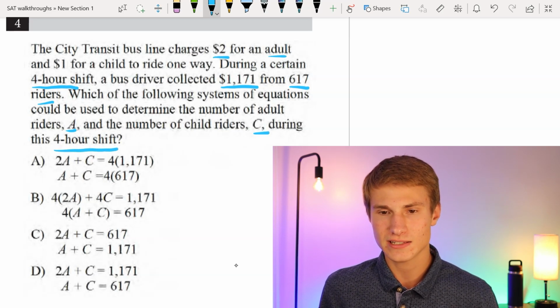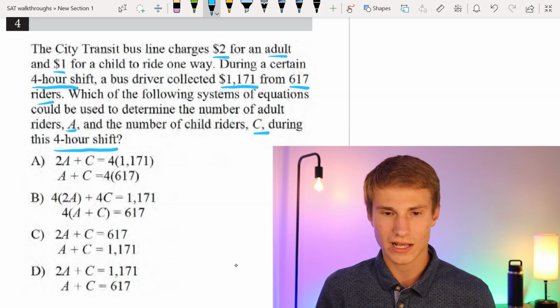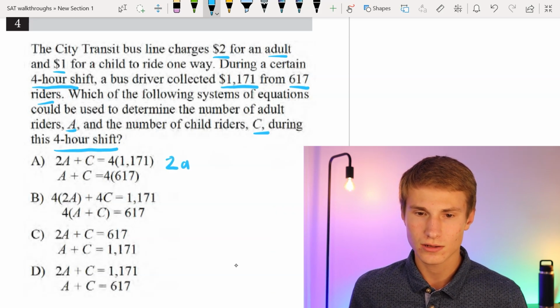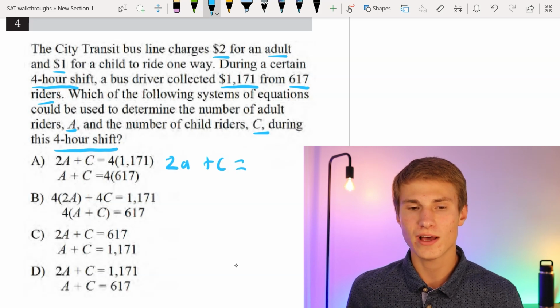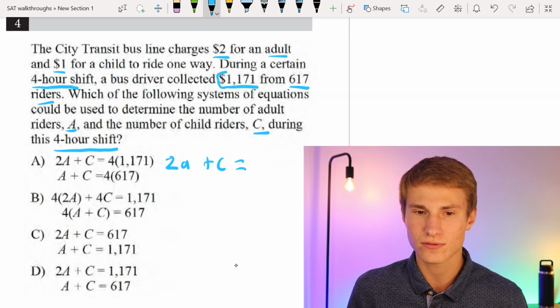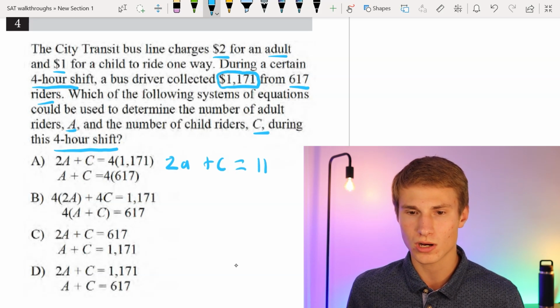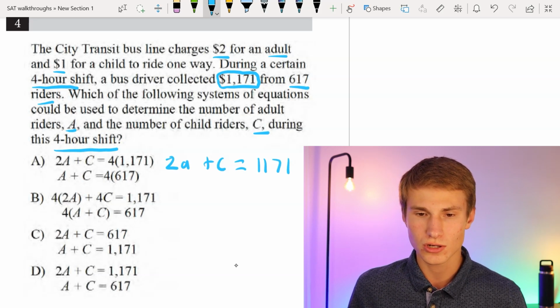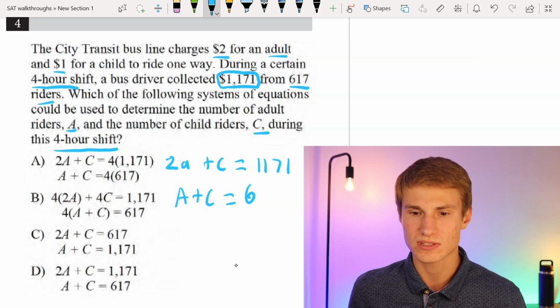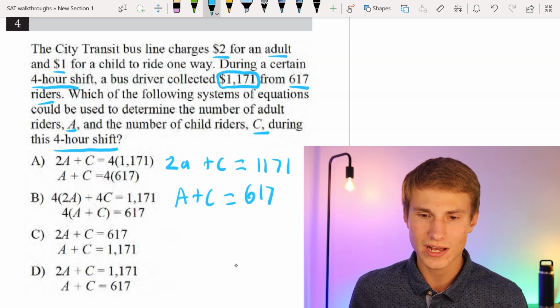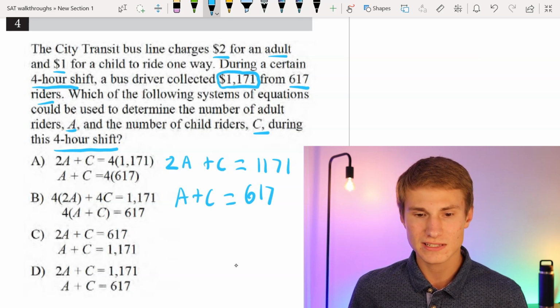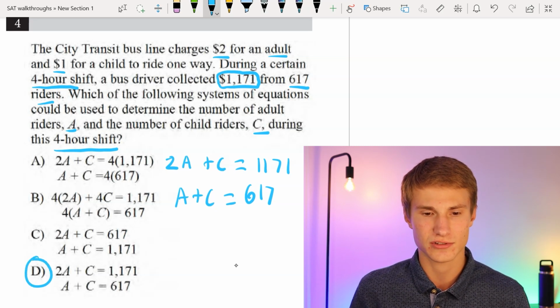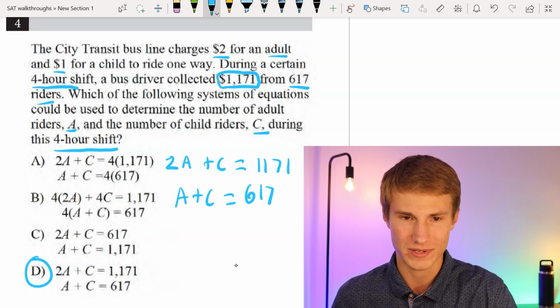Key thing we need to recognize here is that it's $2 for an adult, $1 for a child. So we're going to have 2A plus C, and we know that our total that we collected from that 4-hour shift is $1,171. We also know that the number of adults, which is A, plus the number of children was equal to 617. So all we have to do now is find which set of equations matches up with what we just wrote. And we see the only answer choice that does that is answer choice D. So our answer for number 4 will be D.